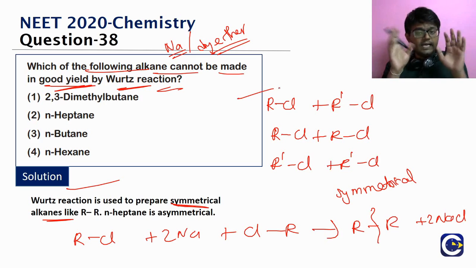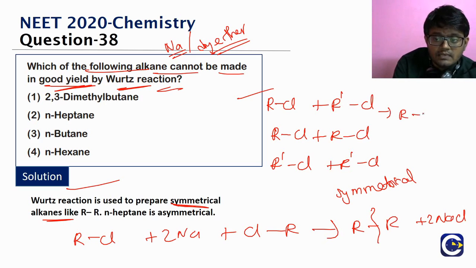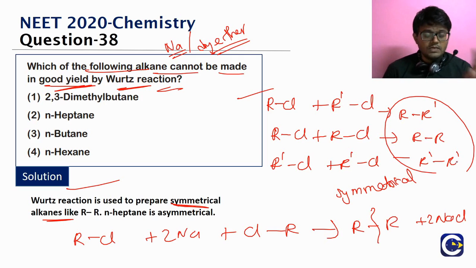We can have a reaction between RCl and R'Cl, and between RCl and another molecule of RCl. So what is the alkane? We will get RR', RR, and R'R'. We will get a mixture of products, so one product we will not be able to get in good yield.